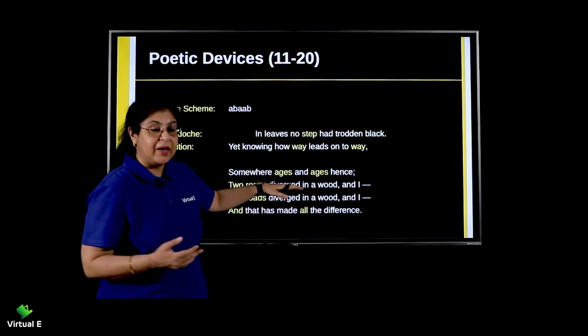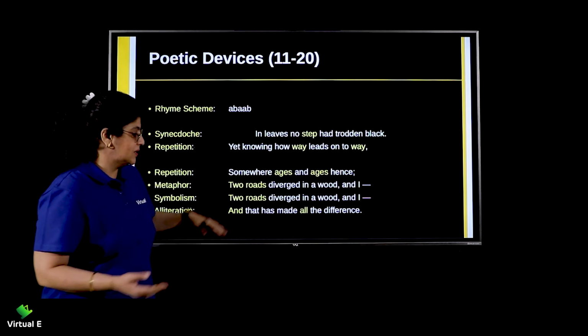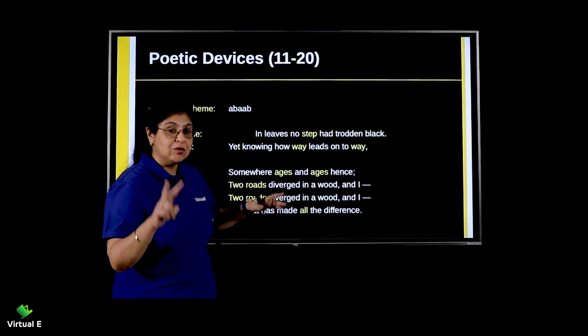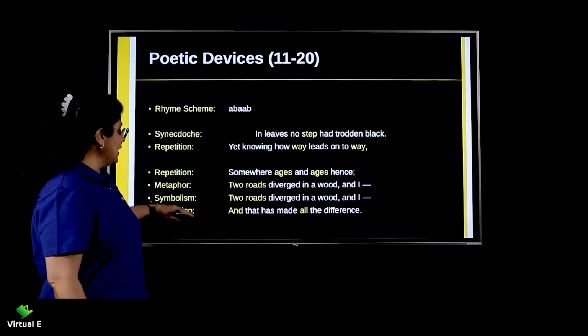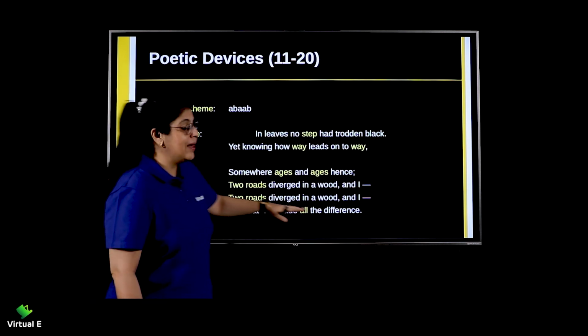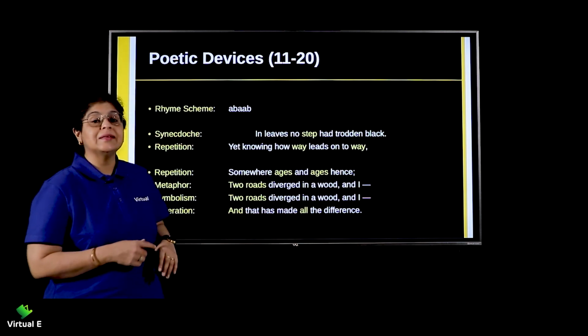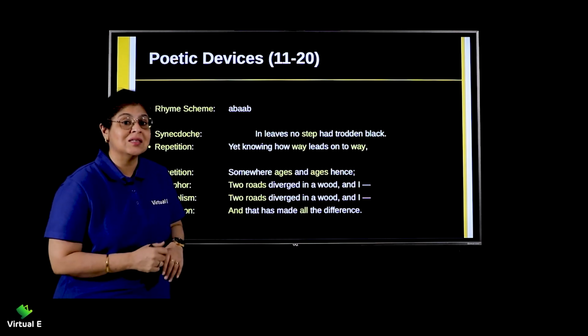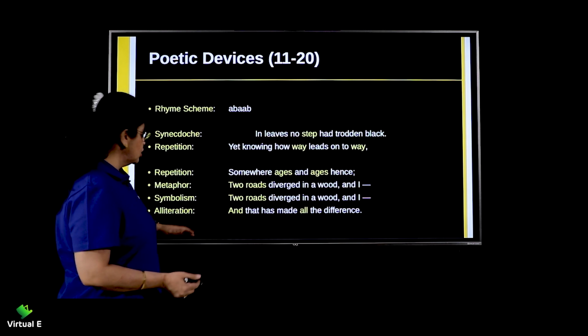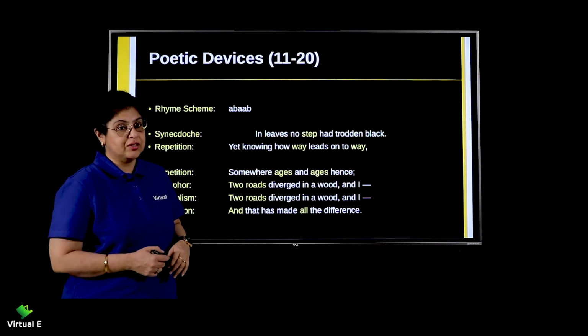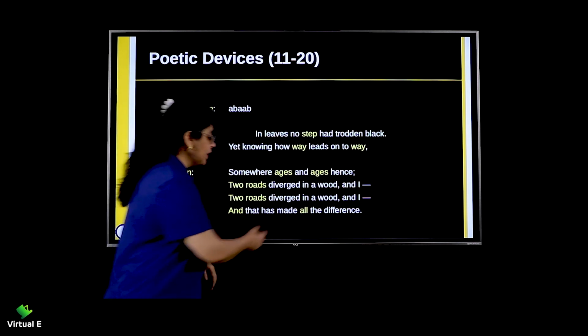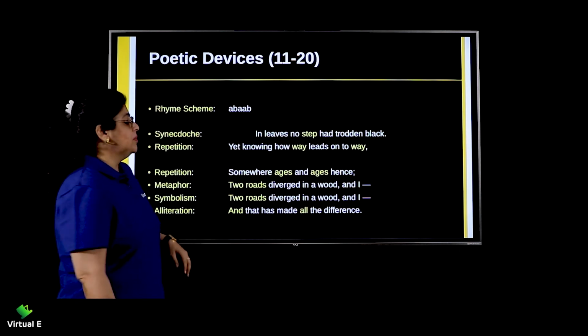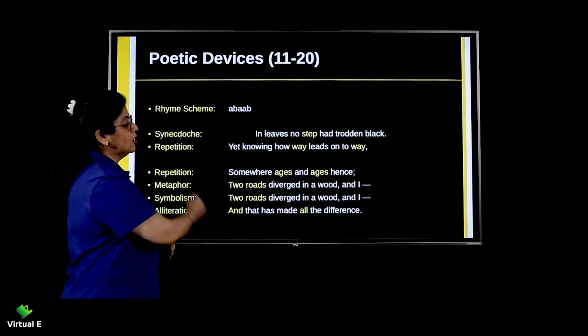Symbolism: they are standing for something. Here they are being compared, here they are being symbolized. Two roads are talking about the two options. Alliteration: "and all." A is being repeated. The first letter is being repeated, the sound of the consonant. So it is an alliteration. Right? Now that brings us to the end of the poem, and here we go.